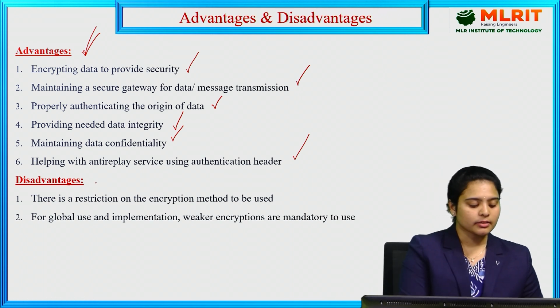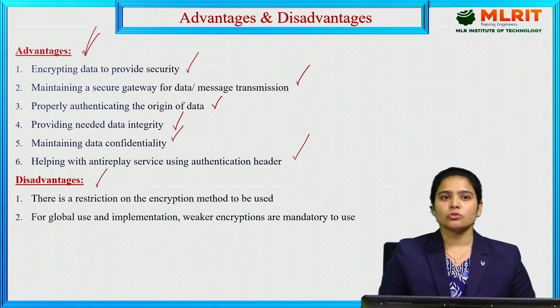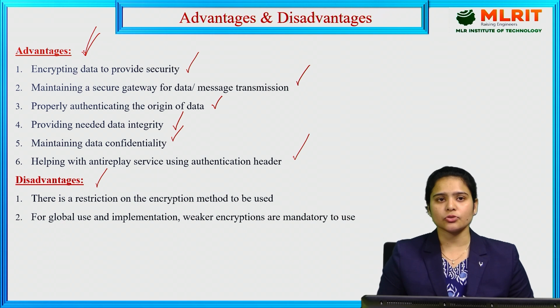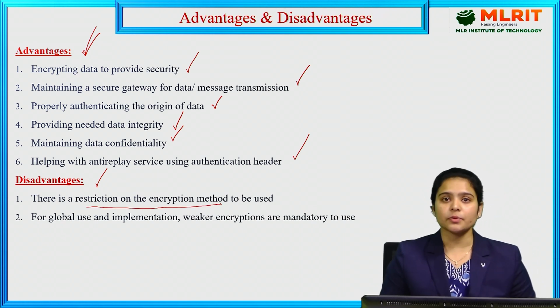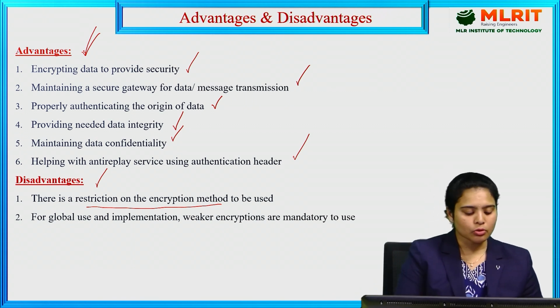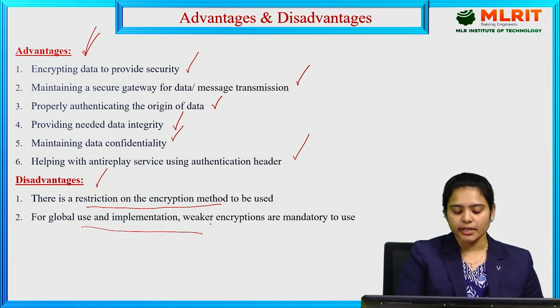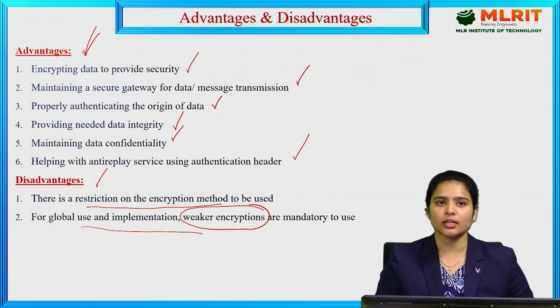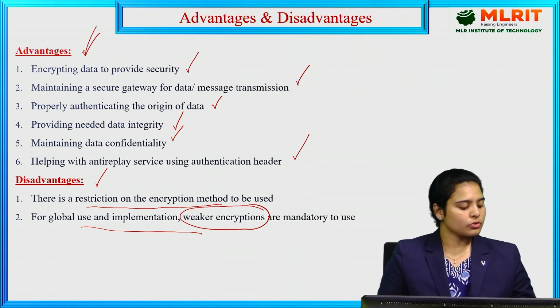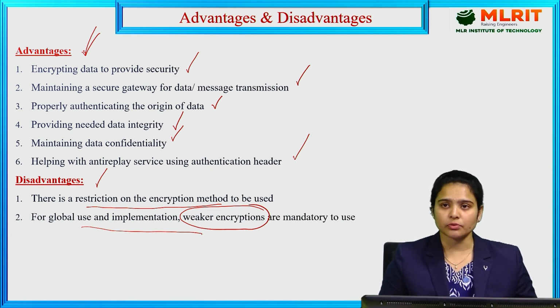The next one is disadvantages of ESP. So what are the disadvantages? There are two. One is a restriction on the encryption method to be used, and also on global use and implementation. The other is that weaker encryptions are mandatory to use. Those are the main disadvantages in the ESP format.